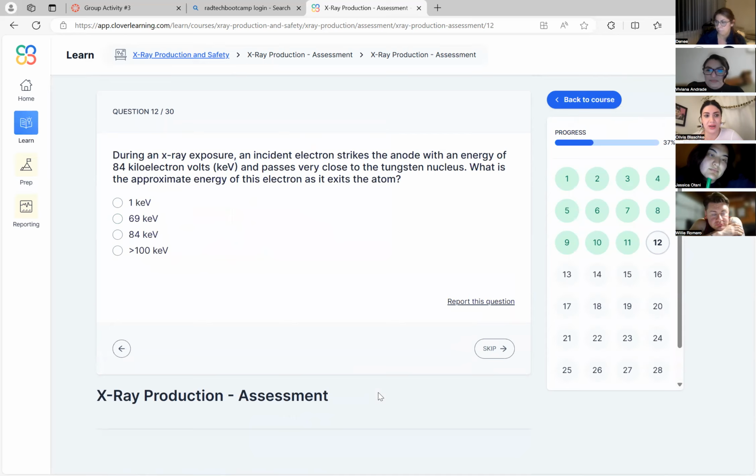Okay, Jessica, are you next for 12? Sure. I think it was Angela, but it's okay. Oh, wait, sorry, you're going next. During an X-ray exposure, an incident electron strikes the anode with an energy of 84 keV and passes very close to the tungsten nucleus. What is the approximate energy of this electron as it exits?